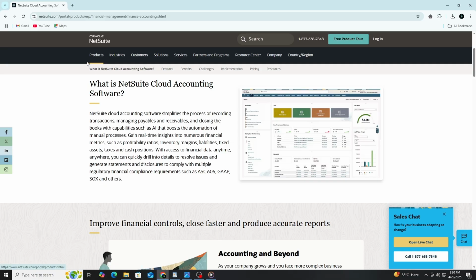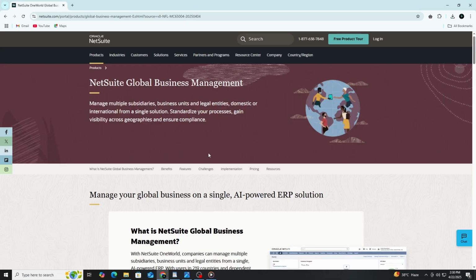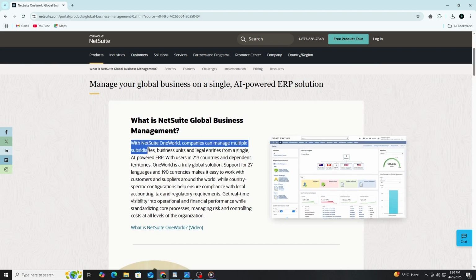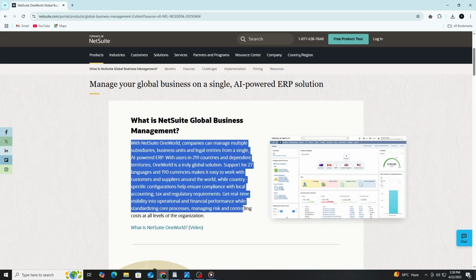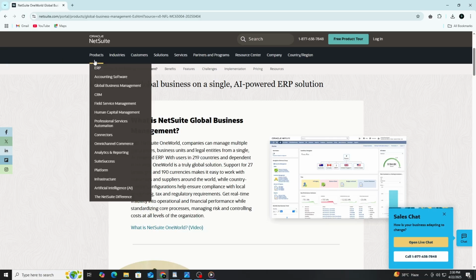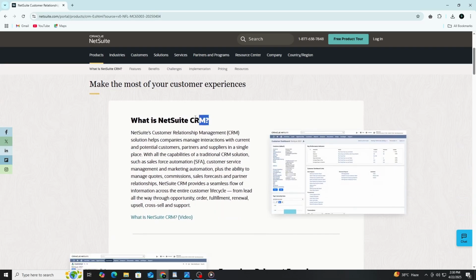For companies operating globally, NetSuite's One World provides a solution for managing subsidiaries across different countries. Each subsidiary can operate independently while still consolidating data into a global view. This system supports local tax regulations, currencies, and accounting standards, ensuring compliance while allowing for seamless financial reporting and intercompany transactions.